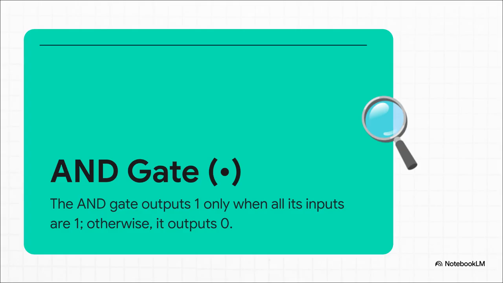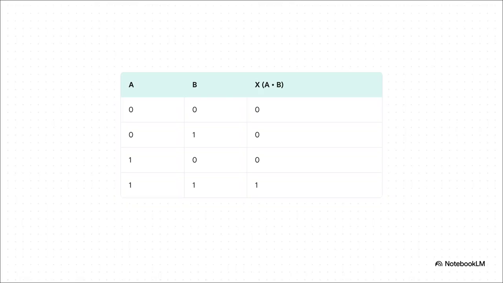Now the AND gate is, well, it's strict. It will only output a 1, or true, if every single one of its inputs is also a 1. If even one of those inputs is a 0, the output is a 0. No exceptions. This truth table lays it out perfectly. Just look down that output column, the one labeled X. It's always 0, until you hit that very last row. It's only when input A and input B are both 1 that the output finally flips to a 1.